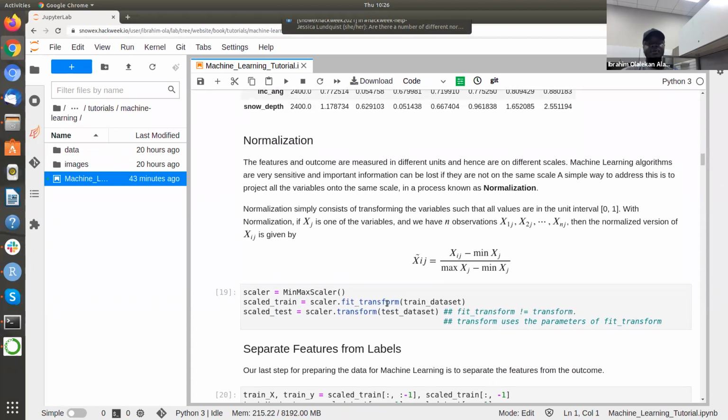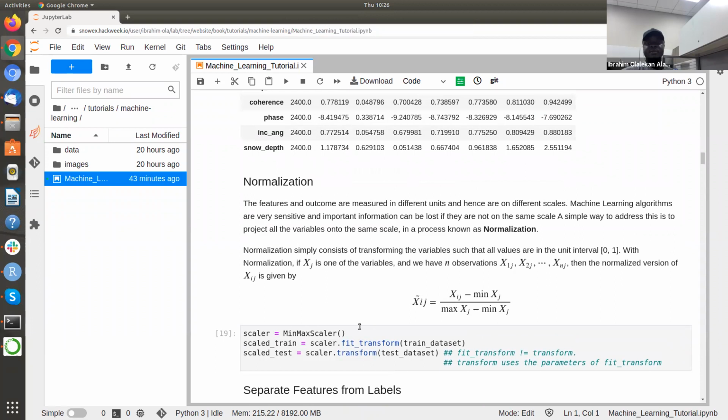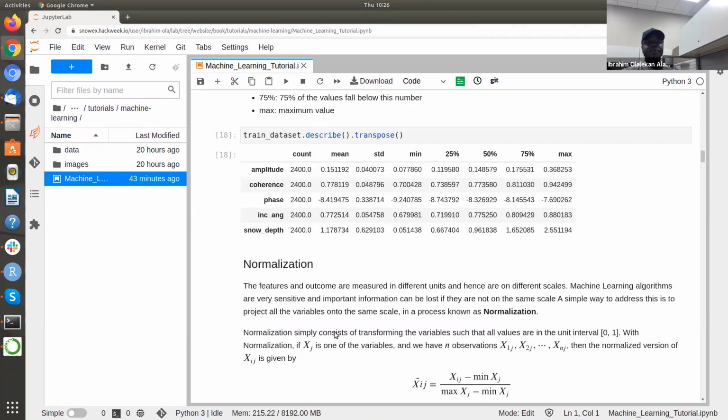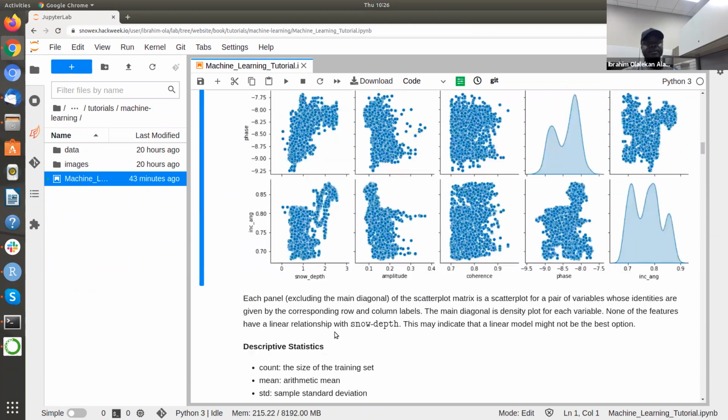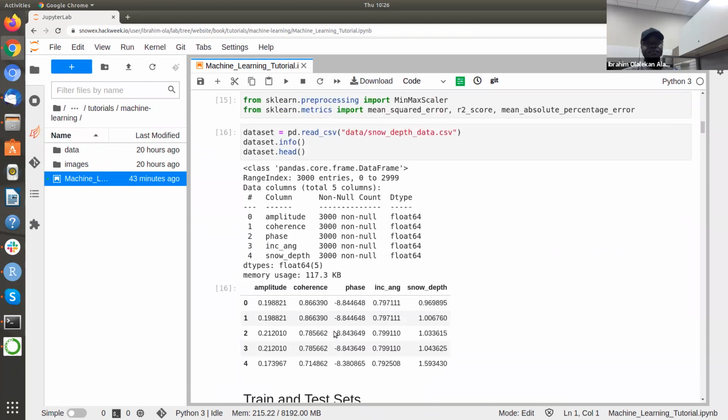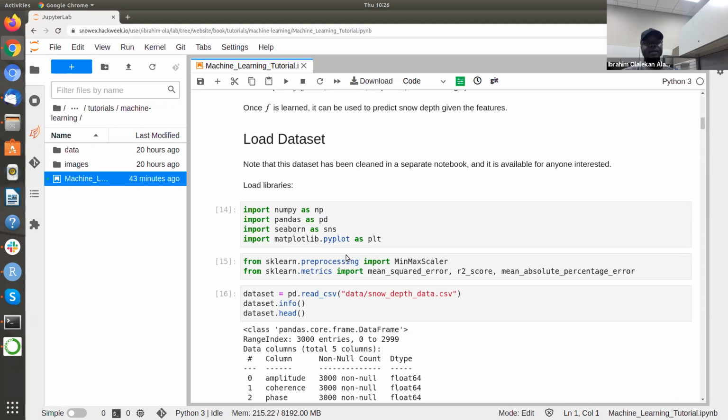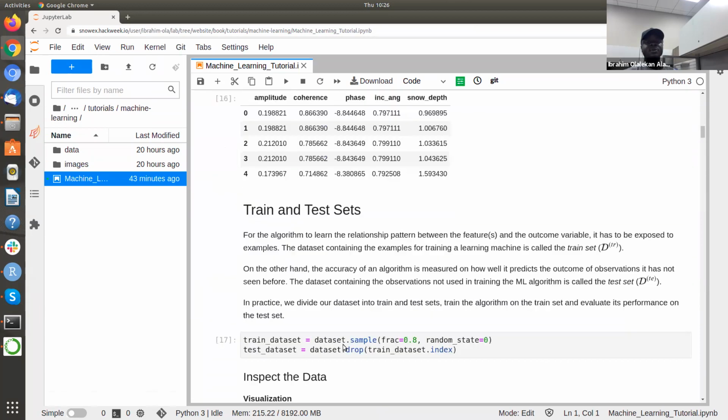So I'm going to achieve that in Python using the MinMaxScaler. The MinMaxScaler is something I've imported from scikit-learn up here. From sklearn.preprocessing, I imported the MinMaxScaler. So that is what I'm going to use.